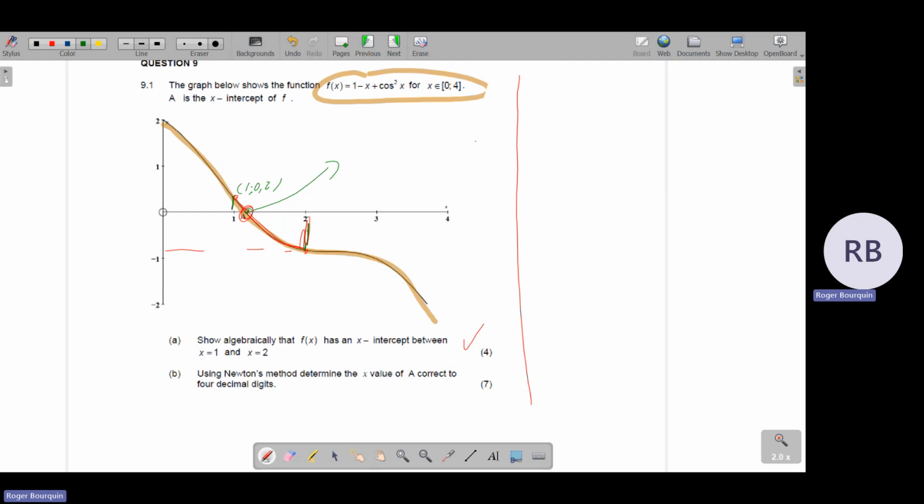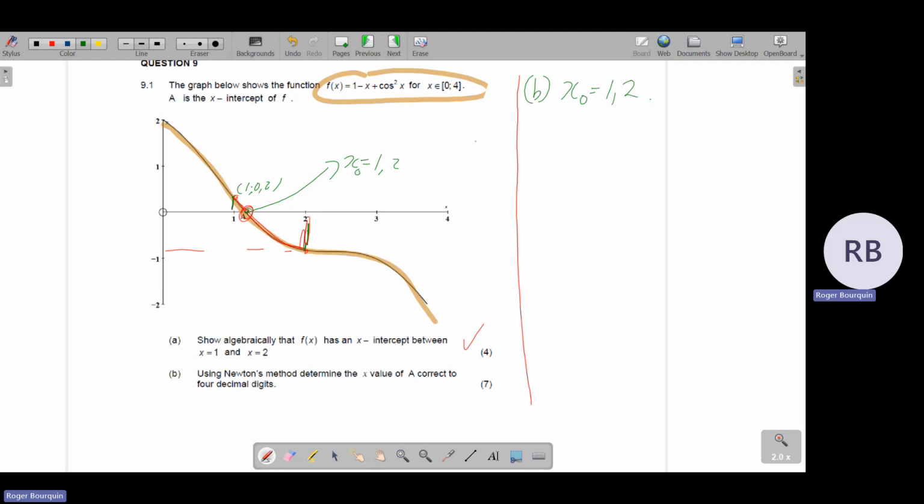Okay, so I'm going to randomly pick x equals 1.2. If you pick a different x value, 1.1 or 1.3, it wouldn't make any difference, right? It's going to head off close to that value. So for question B, first of all, my first educated guess is 1.2.